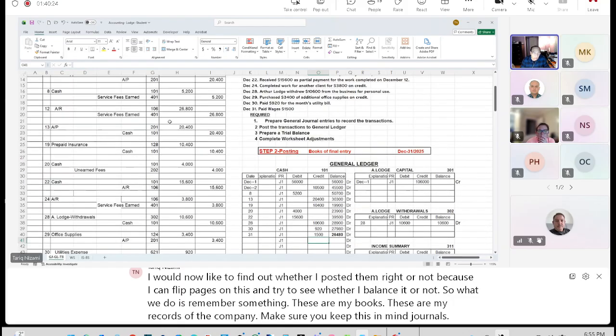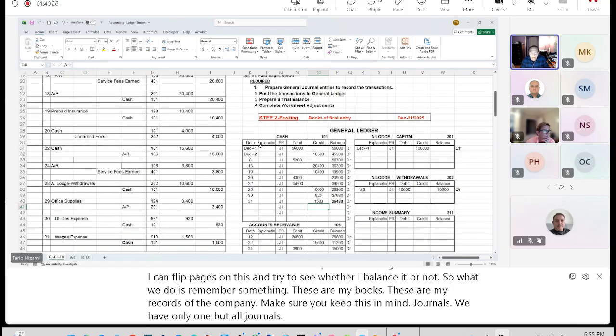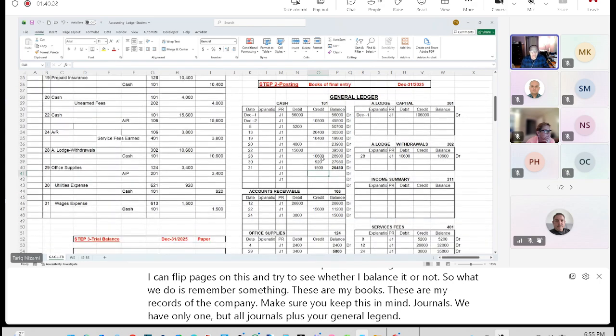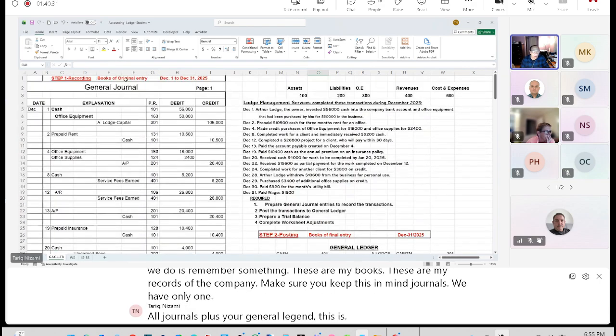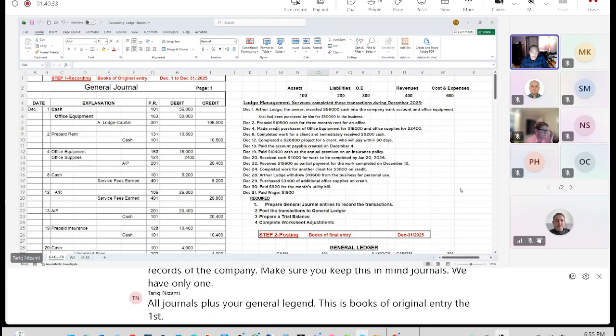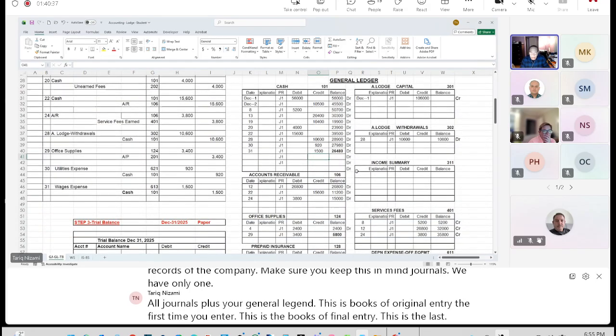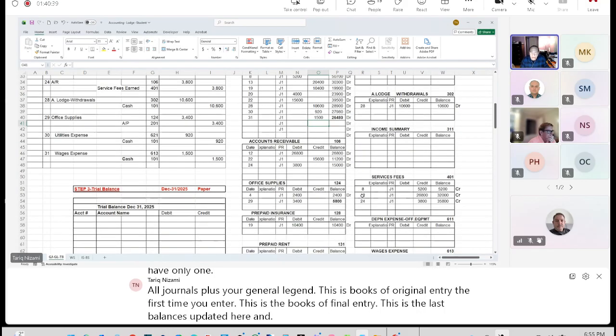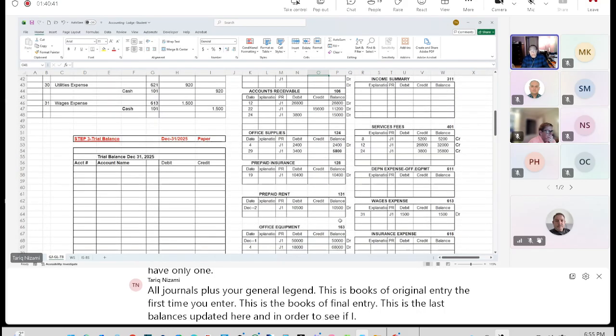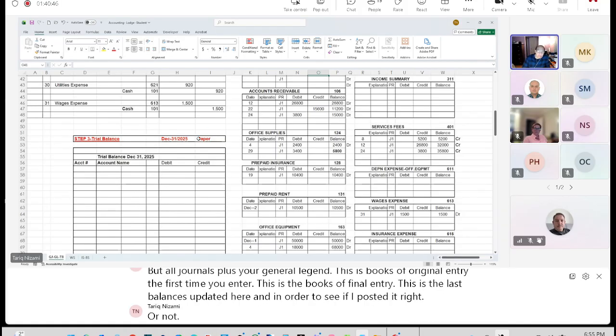Journals, we have only one, but all journals, plus your general ledger. This is books of original entry, the first time you enter. This is the books of final entry. This is the last balances updated here. And in order to see if I posted it right or not, I will take a piece of paper.